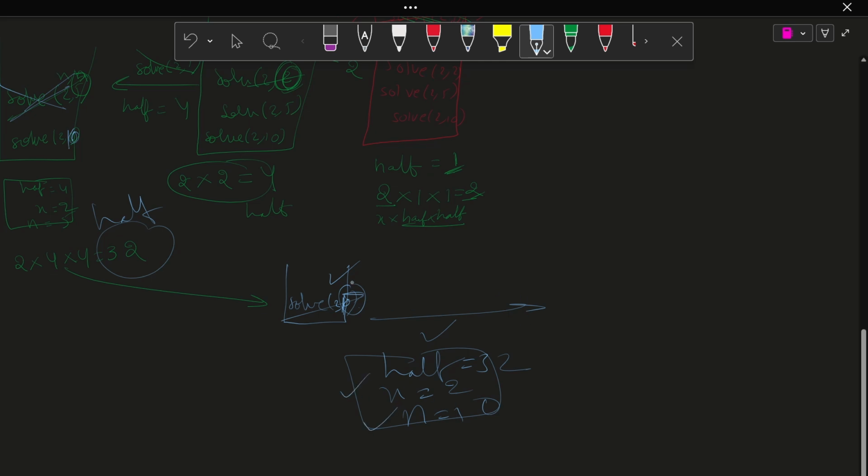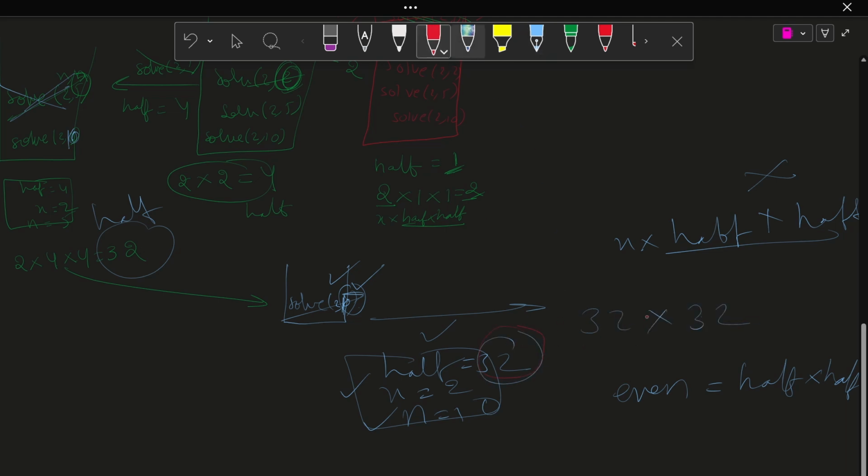As we know that n is 10. So x into half into half is for odd. So we should not do this. For the even we need to do half into half, which is nothing but 32 into 32, as you can see. That is, half is 32. So we need to do 32 into 32, that is 1024. So finally we have got sol 2 comma 10, which is 2 power 10, which is 1024, which is exactly correct.